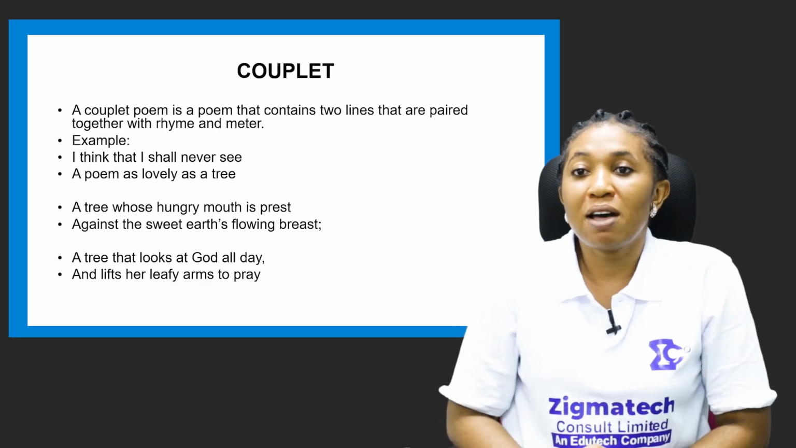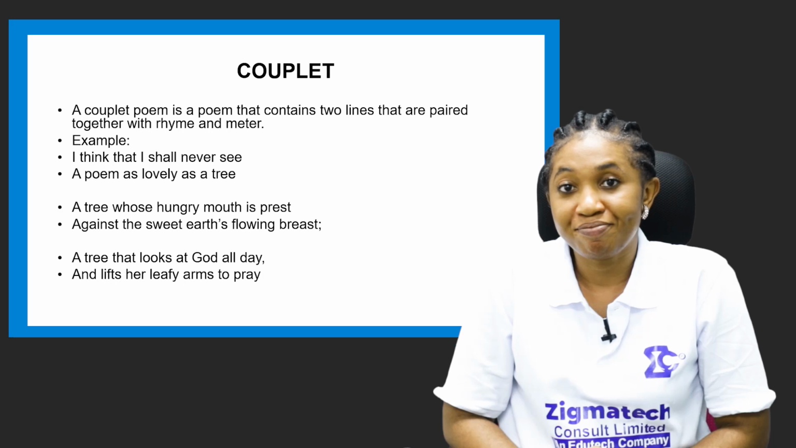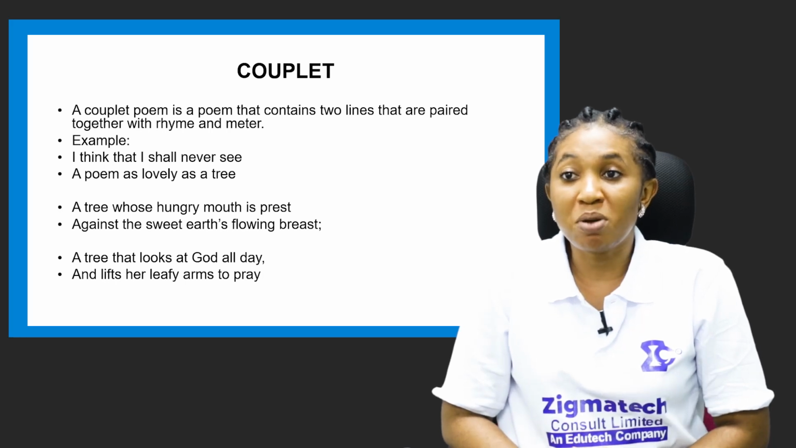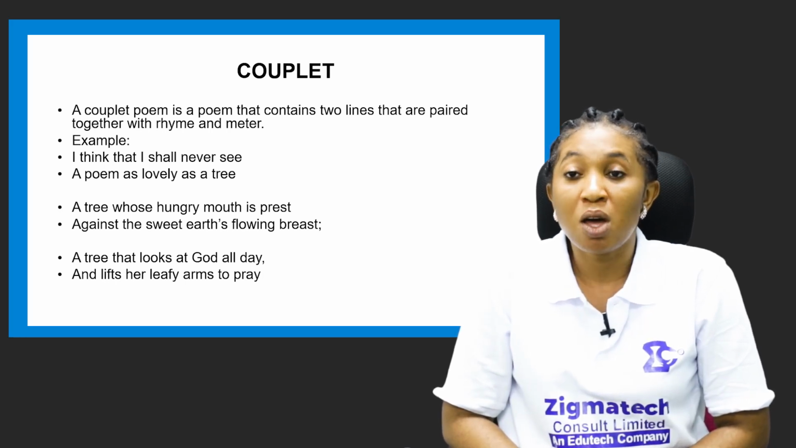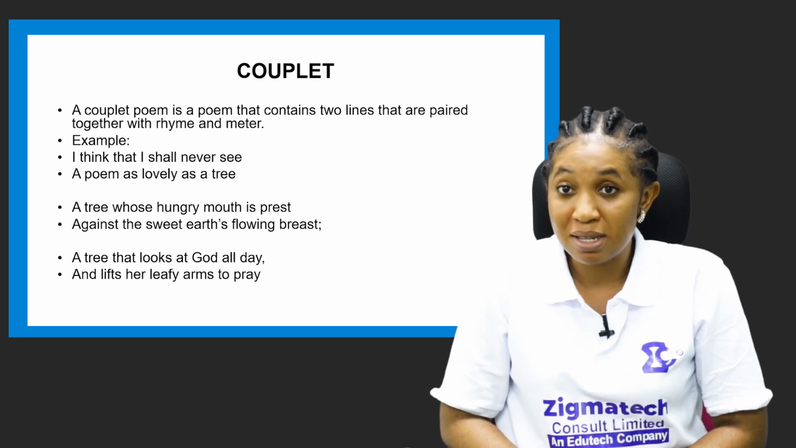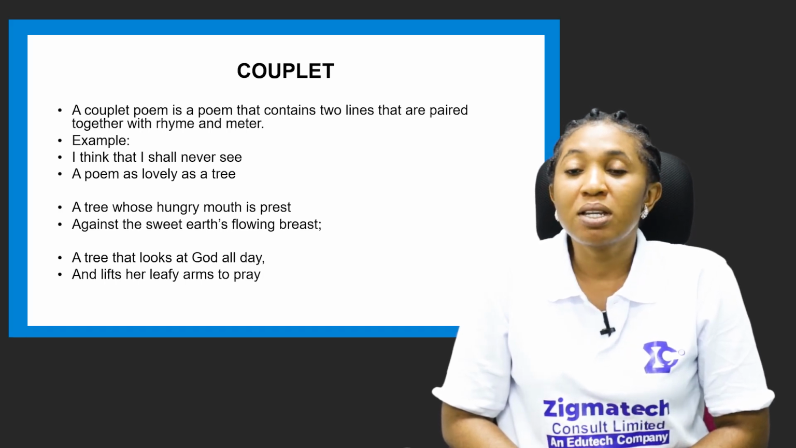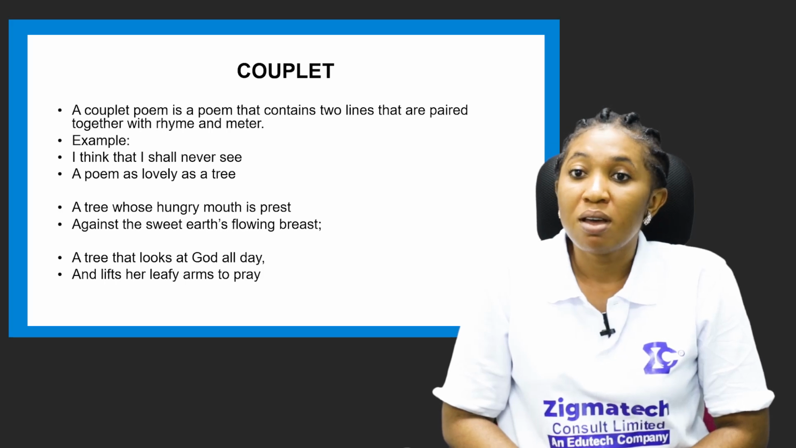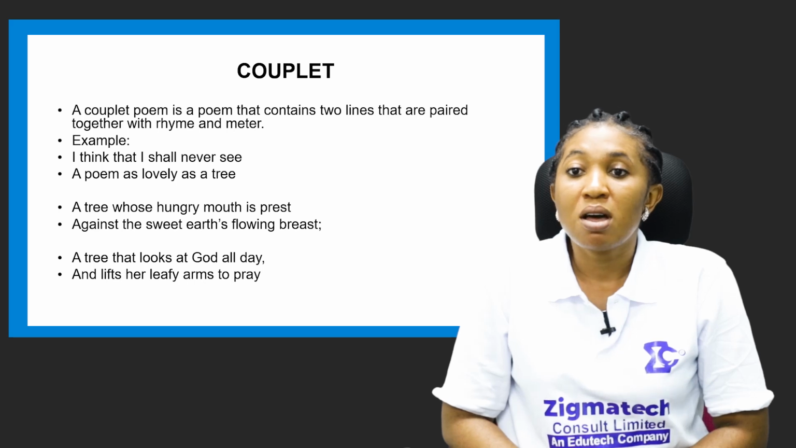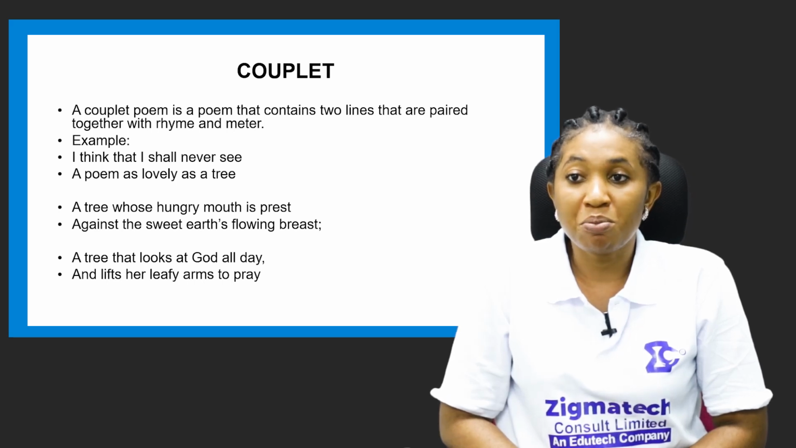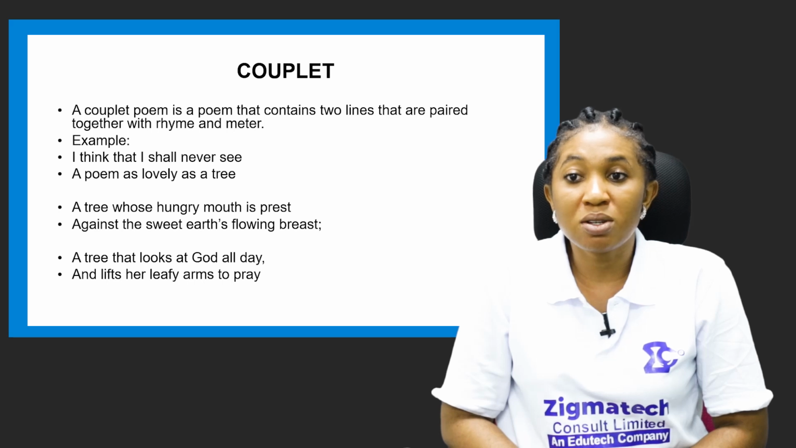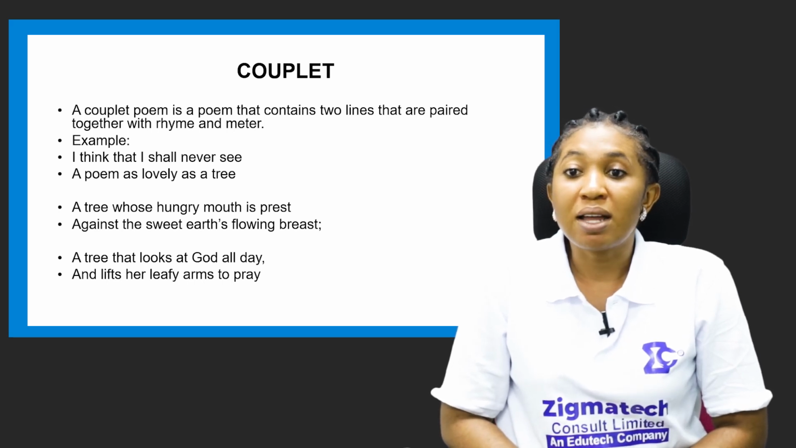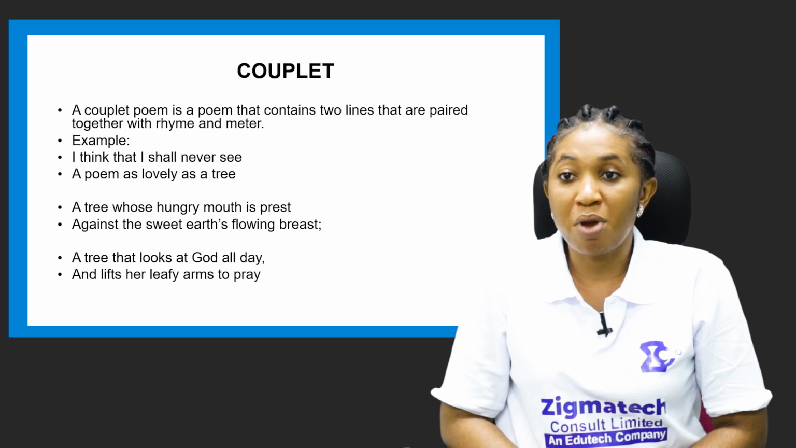Moving on, we have the couplet. A couplet poem is a poem that contains 2 lines that are paired together with rhyme and meter. The example we have here says, I think that I shall never see a poem as lovely as a tree, whose hungry mouth is pressed against the sweet earth's flowing breast, a tree that looks at God all day and lifts her leafy arms to pray.